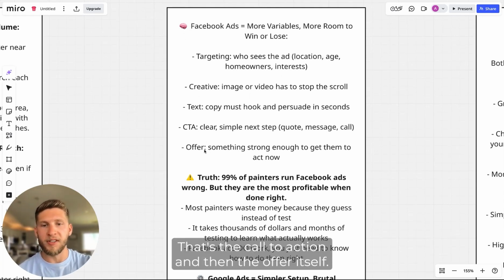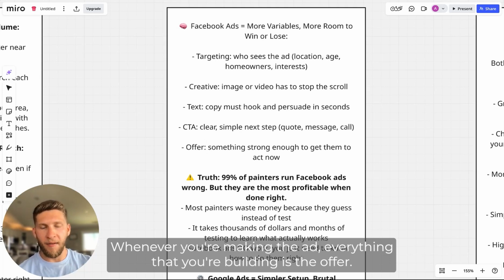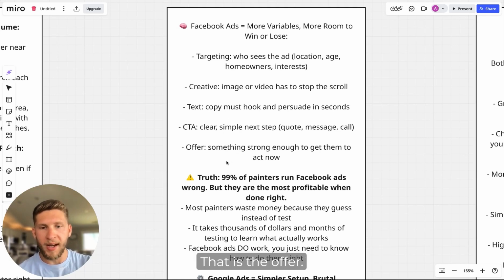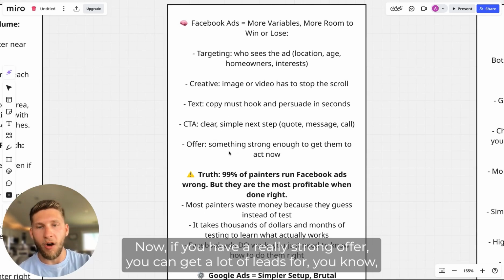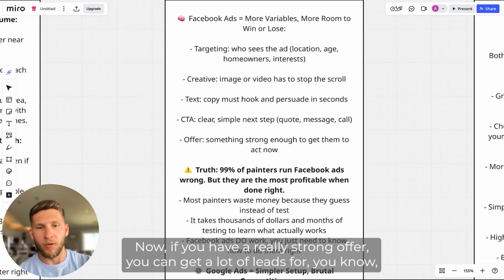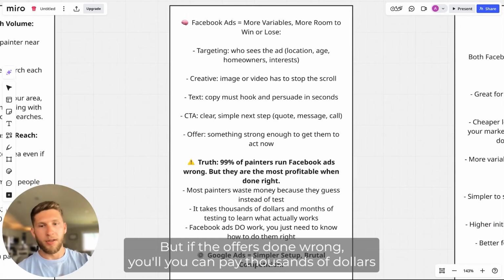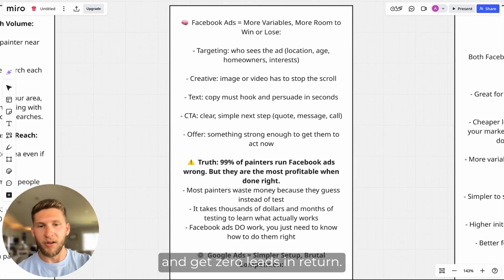And then the offer itself. Whenever you're making the ad, everything that you're building is the offer. So everything you're building, the ad around the creative, text, who you're showing it to, that is the offer. Now, if you have a really strong offer, you can get a lot of leads for a very cheap price. You can get a lot of business, but if the offer is done wrong, you can pay thousands of dollars and get zero leads in return.